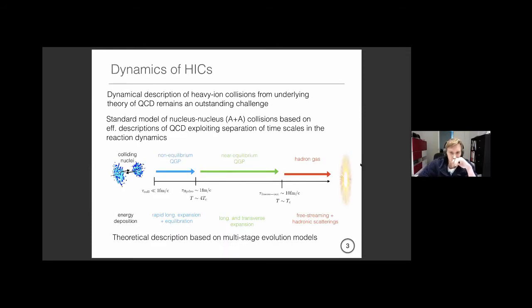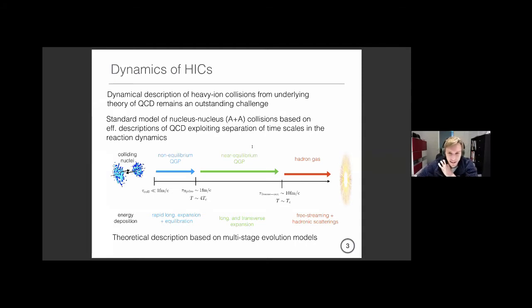Okay, so to set the stage a little bit, what are we talking about here? Of course, I guess one of the common goals that unites us here in this meeting is that we really want to describe the space-time dynamics of heavy ion collision. And ideally we would like to take the underlying theory of quantum chromodynamics, solve that in full generality, and use that to predict the outcome of heavy ion collision.